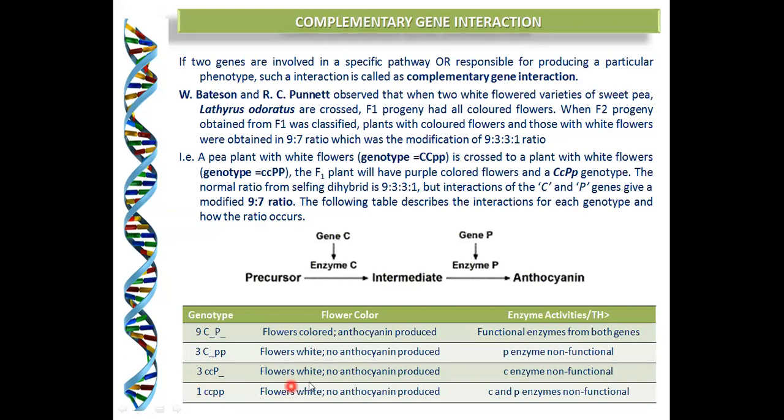How is it modified? It is modified into two forms. One colored and the other white. So how many colored flowers are we getting in the F2 generation? 9 flowers we are getting colored, and 3 plus 3 is 6 plus 1 is 7 flowers we are getting white. So the ratio 9:3:3:1 is modified into 9:7. So this is the modification of Mendel's dihybrid cross.